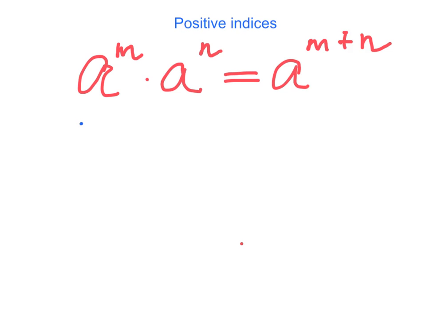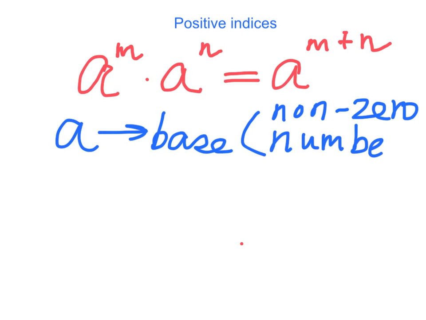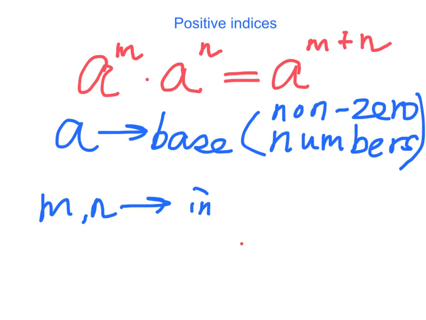where a we are talking about is defined as the base, and it must be a non-zero number. Right? Obviously, if the base a is 0, then 0 to any power will be 0, then the whole formula will be meaningless. And m and n here we are usually talking about integers.